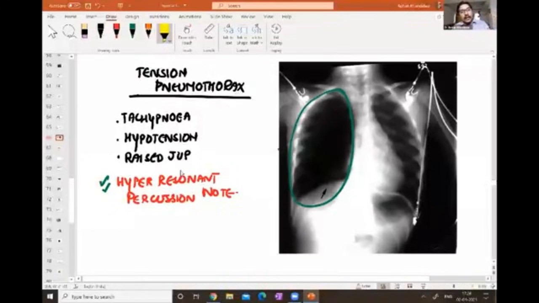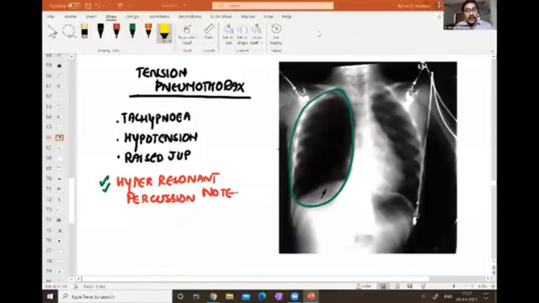Whereas in cardiac tamponade, you will see muffled heart sounds. The emergency management of tension pneumothorax is needle insertion and then a chest tube. For cardiac tamponade, it is needle pericardiocentesis followed by thoracotomy. I hope the difference is clear between the two. Every year, one is asked in the exam.